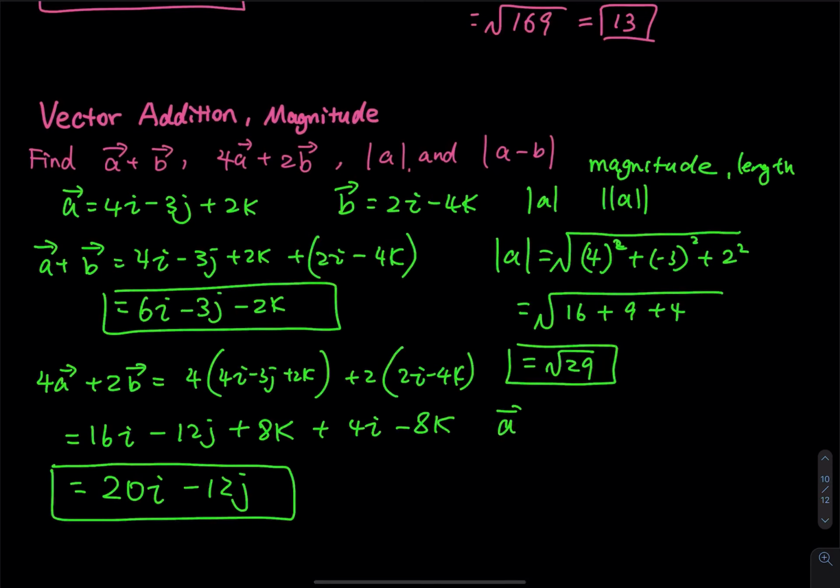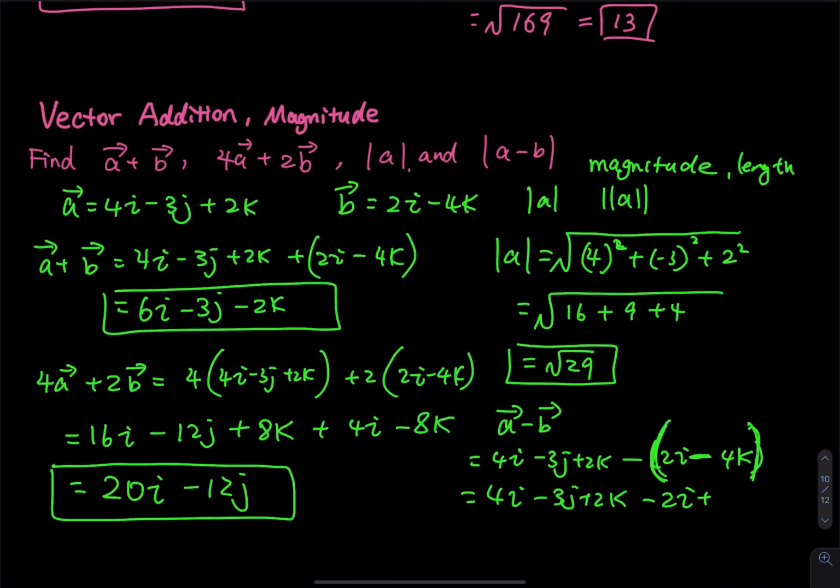And then for A minus B, let's perform the A minus B. So this one will be 4i minus 3j plus 2k, and then you subtract the 2i minus 4k. For a minus problem, you do need to use a parenthesis in there because the minus belongs to the 2i and the minus 4k. So that is 4i minus 3j plus 2k, and then minus 2i plus 4k.